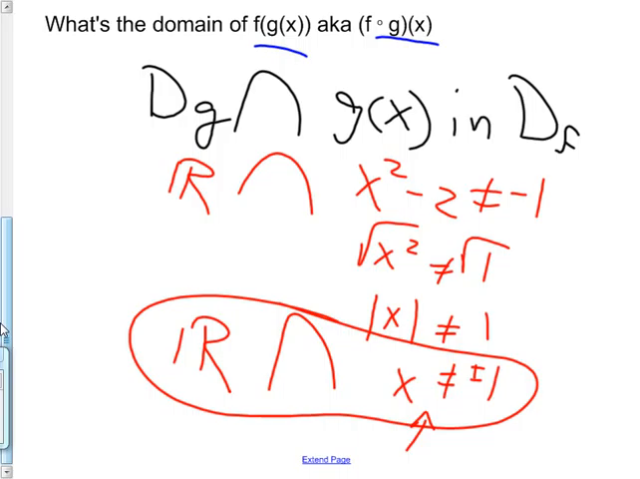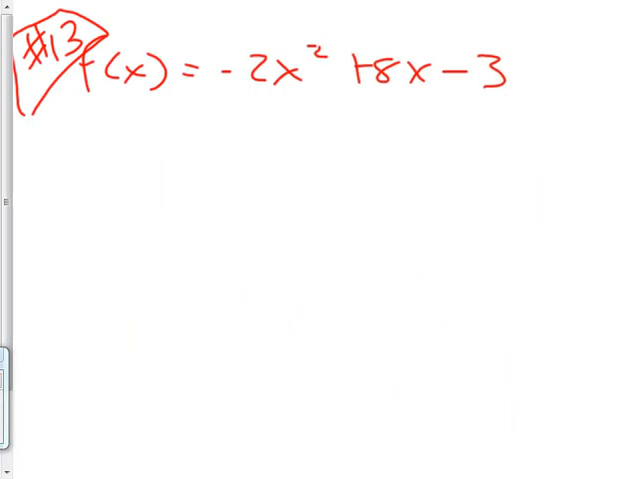All right, I know it's hard to concentrate. It's a Friday, and it's warm in here. We're almost done. Turn to number 13 in your packet.